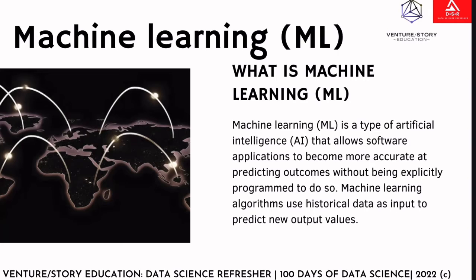Machine learning. What is machine learning? Machine learning is a type of artificial intelligence that allows software applications to become more accurate at predicting outcomes without being explicitly programmed to do so. Machine learning algorithms use historical data as input to predict new output values.